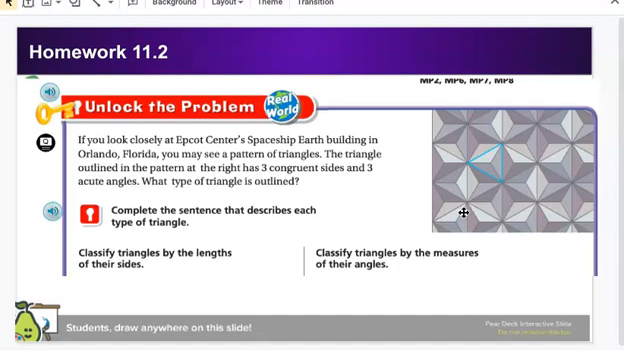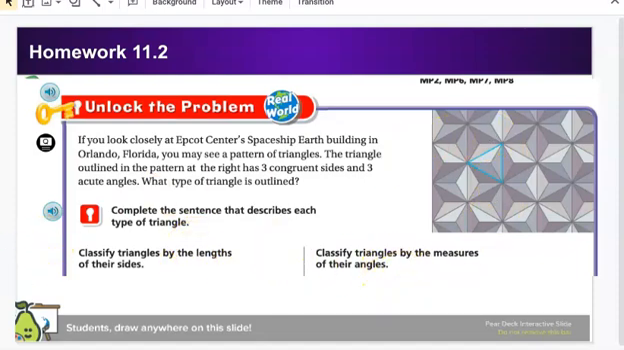All right, so let's take a look at this Epcot Center Spaceship Earth building in Orlando, Florida. You may see patterns of triangles. The triangles outlined in the pattern to the right have 3 congruent or equal sides and 3 acute angles. So what type of triangle is outlined? So we're going to complete the sentences about all these different types, and we'll come back to this.